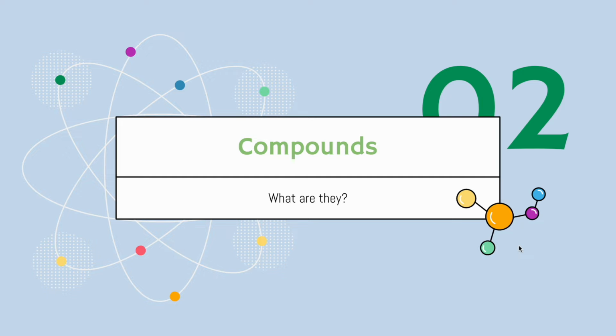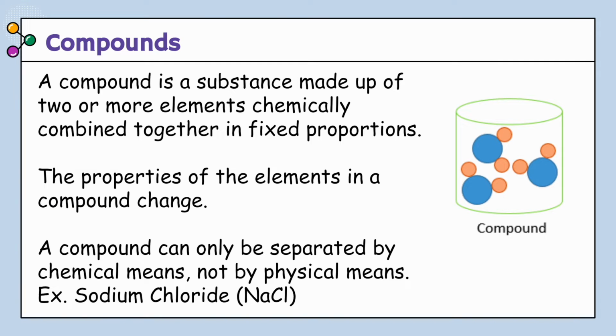Next, what are compounds? A compound is a substance which is made up of two or more elements chemically combined together in fixed proportions. The properties of the element in a compound can change. It does not always have to have the same property as the element in the compound. And compounds can only be separated using chemical means and not physical means, because as I said before, a compound is made up of elements which are chemically combined, so they cannot be separated using physical means.